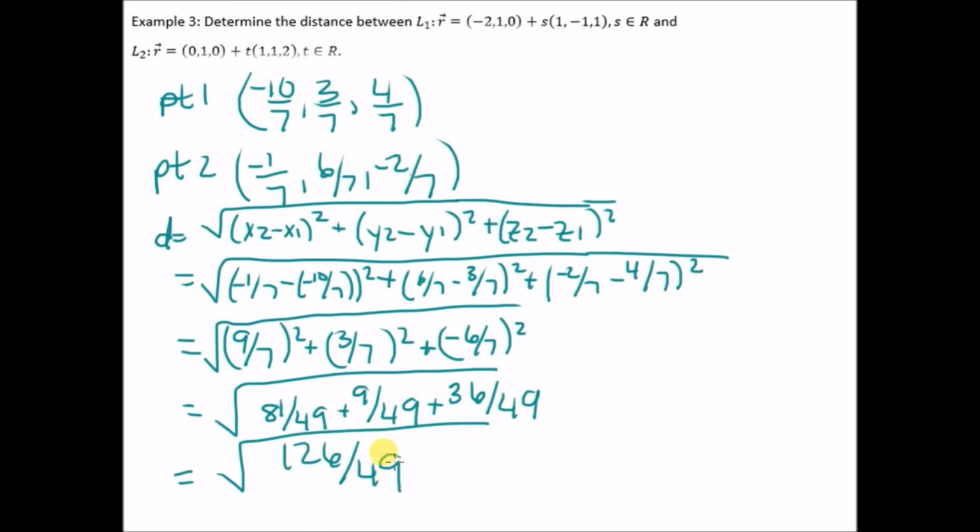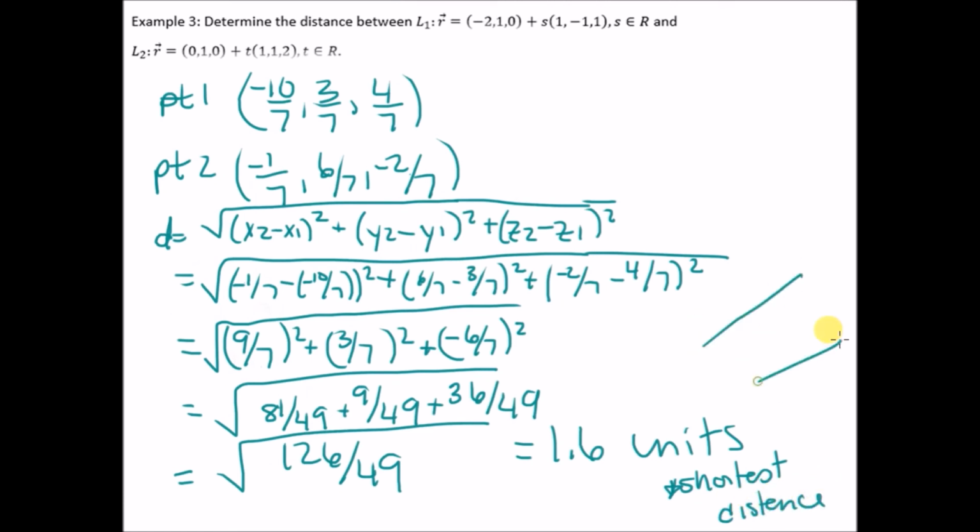Okay, and if I root that, I get 1.6. So the shortest distance between these two skew lines is approximately 1.6 units. And again, that's the shortest distance. So that's the distance on the two lines where there's a line between them that's perpendicular to both.